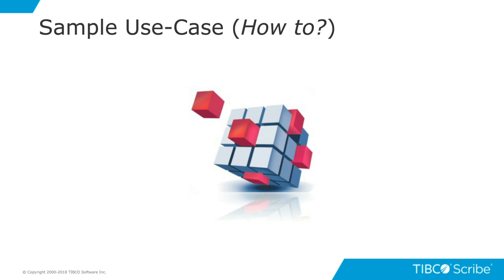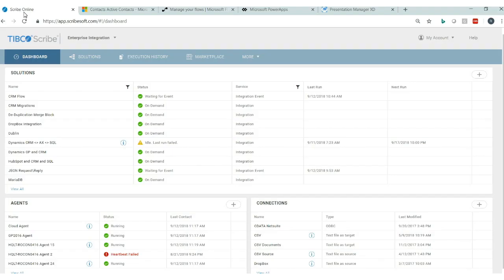So let me get started. I'm going to share my screen. Okay. I'm going to give you a very brief overview. I know most of you already know TIBCO Scribe. I'm just going to quickly do a high-level look at an event-based solution and an event-based map, so that way you can get a feel for what that is like, and then I'll move into the Flow portion of the demonstration. So this is Scribe, TIBCO Scribe Online.